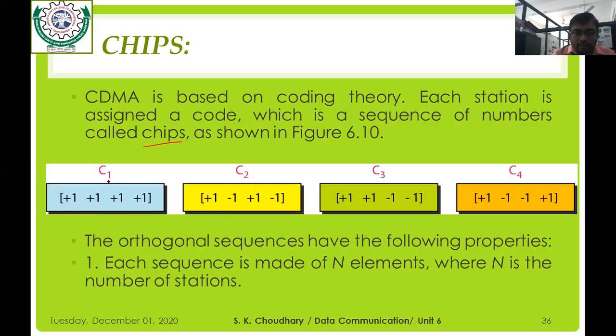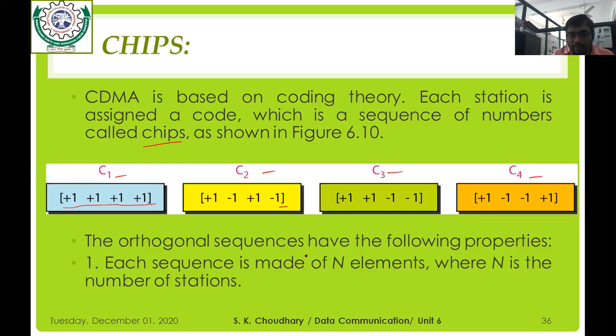So it is shown in this case. These are the 4 codes C1, C2, C3 and C4 for 4 stations, and each has a sequence of numbers, like here C1 is plus 1 plus 1 plus 1, those are the chips. Then plus 1 minus 1 plus 1 minus 1 is the chips for C2, like this C3 and C4.